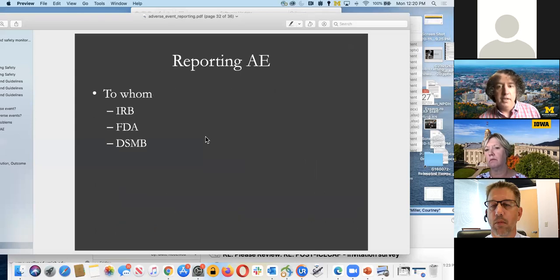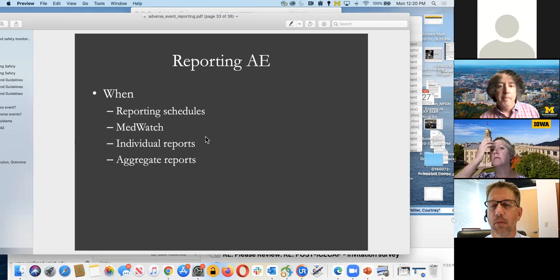And the reporting is going to be to the IRB, to the FDA potentially, depending on if it's under an IND or IDE, and to the DSMB. The timing matters, reporting schedules vary, but a lot of times for serious adverse events there's a relatively limited reporting schedule so that the IRB becomes aware of those soon, particularly if they're unexpected serious adverse events. If there are other levels of novelty and seriousness, it can sometimes prompt MedWatch reports to the FDA if you're under an IND.